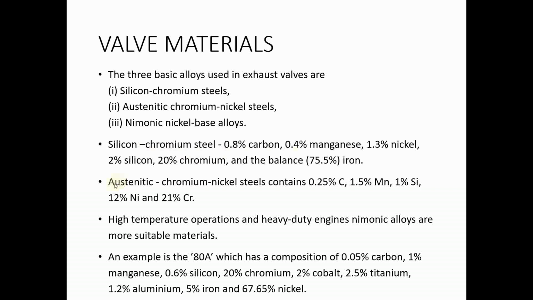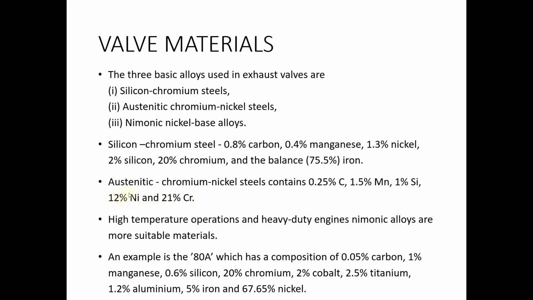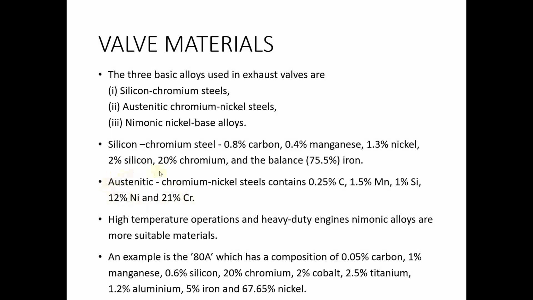After that, austenitic chromium nickel steels were used. The composition is 0.25% carbon, 1.5% manganese, 1% silicon, 12% nickel, and 21% chromium. So the content of nickel increased, and this was made in an austenitic condition. This was used sometime after the silicon chromium steels were introduced.